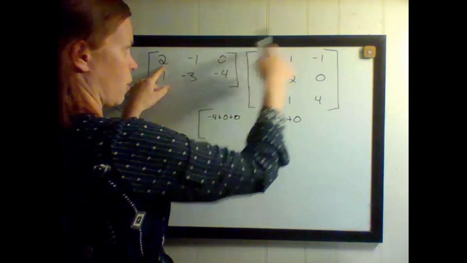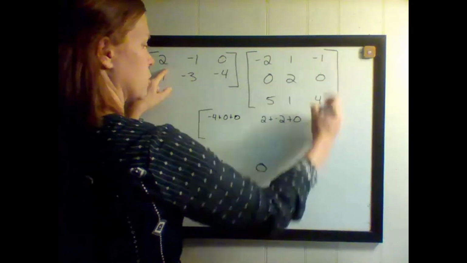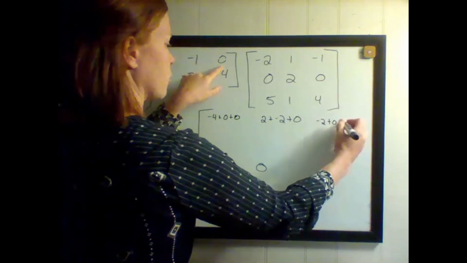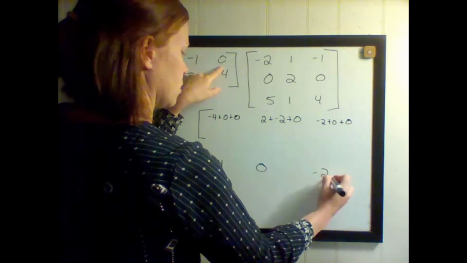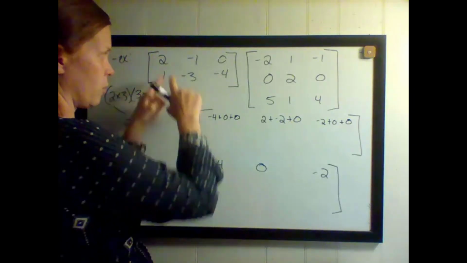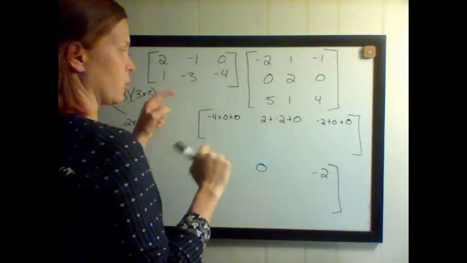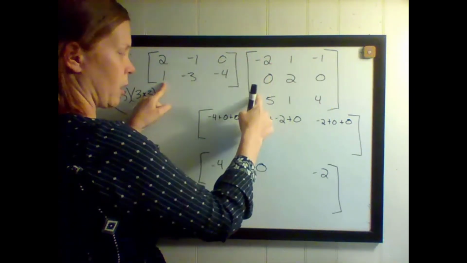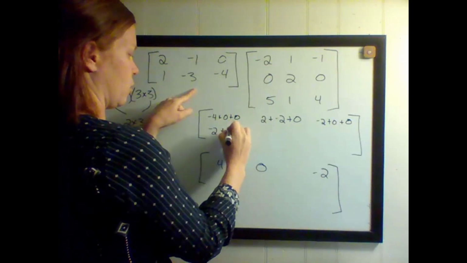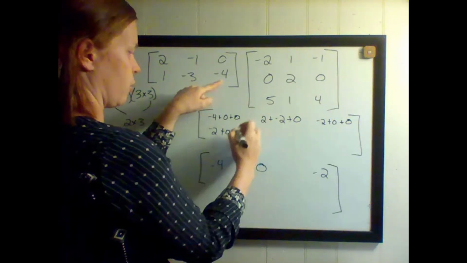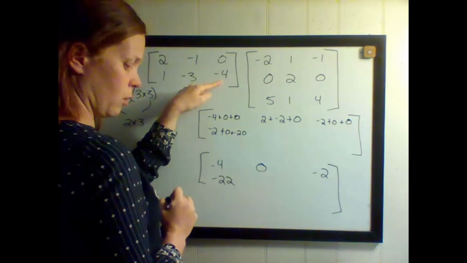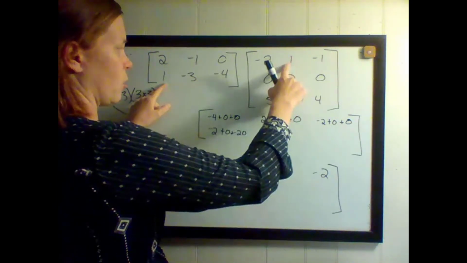Next, row 1 by column 3. So 2 times -1, -2. -1 times 0, 0 times 4. Makes it easier when we have a lot of zeros in here. So that was a row by each column. Now row 2. Row 2 by column 1. 1 times -2 is -2. -3 times 0 is 0. -4 times 5 is -20. So -22 right there.